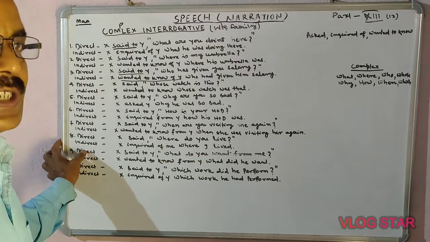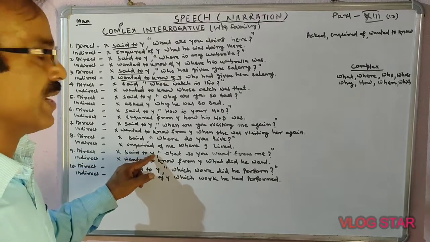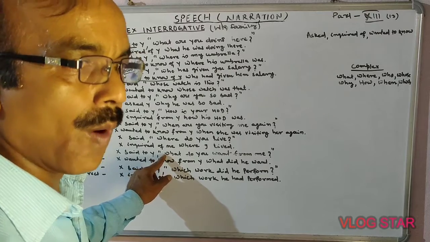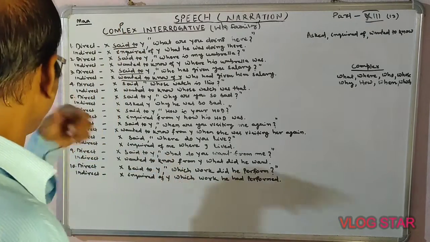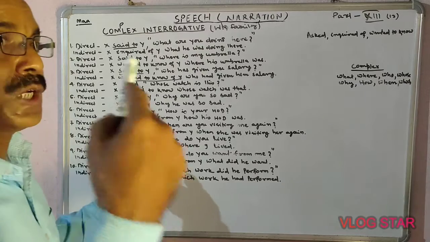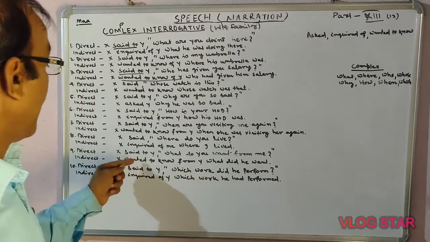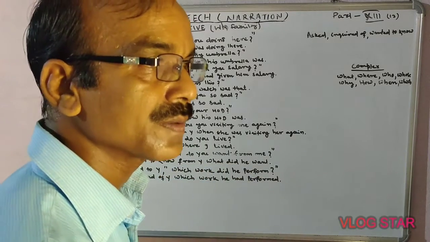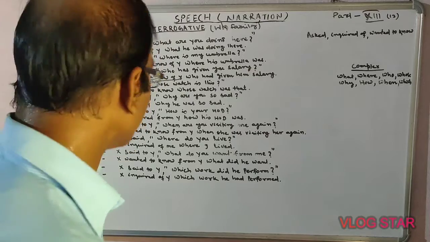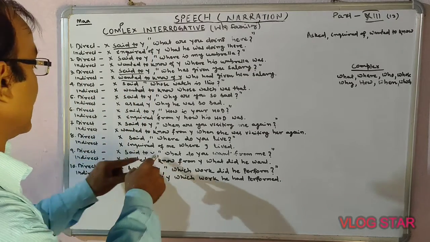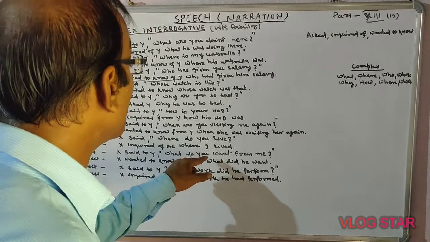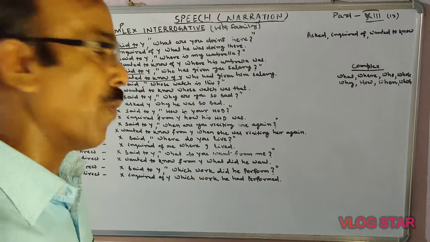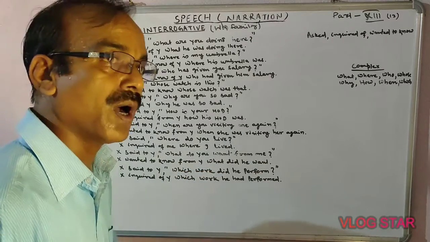Next, direct speech: X said to Y, what do you want from me? In indirect speech, X wanted to know from Y what he wanted. X said to Y, what do you want from me? In indirect speech, X wanted to know from Y what did he want.